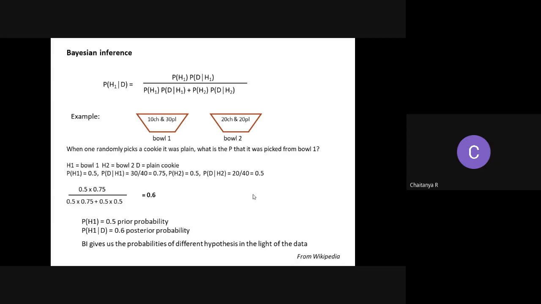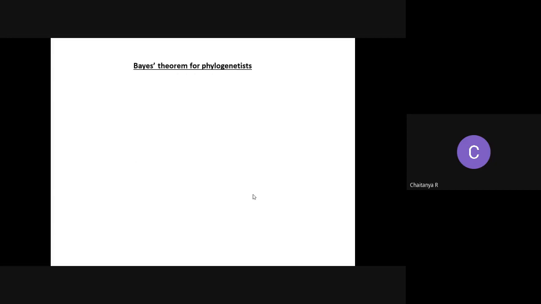Now here we are not really interested in cookies or bowls. Some of us are, but for us, what's important is trees and data as phylogeneticists, right? So what we do is we substitute hypothesis with tree and D with data. So the probability of getting a tree given the data is equal to the probability of the tree multiplied by the likelihood of the tree divided by the probability of the data. This is how we reduce the Bayes theorem for our use case, right?